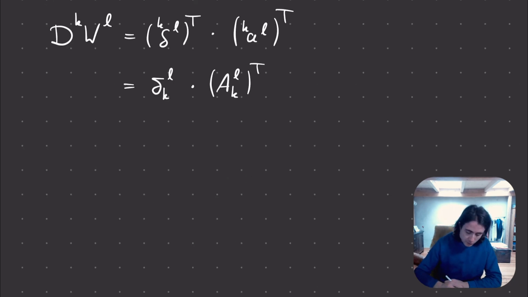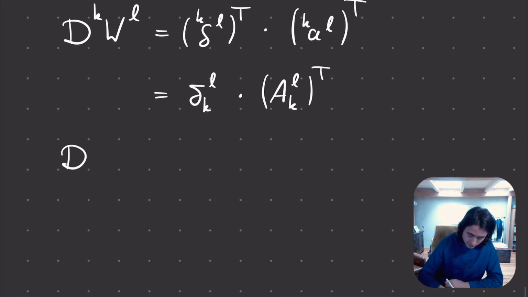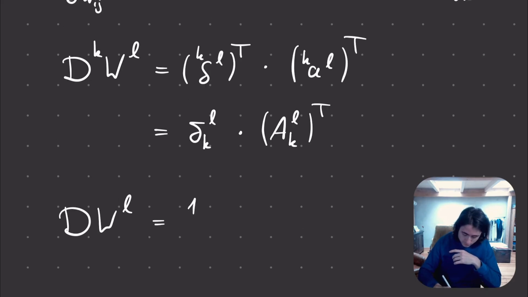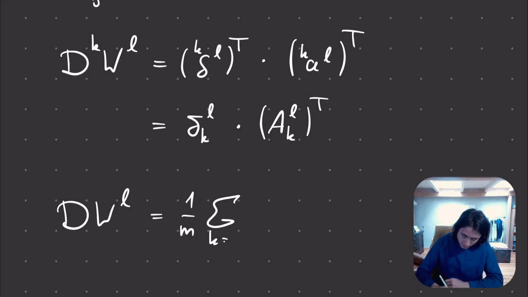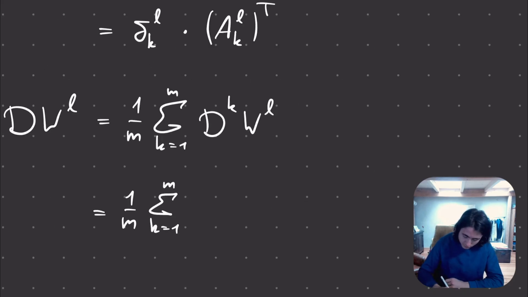And now let's come to the new definition of our gradient matrix. So if we take DWL, we want this to be the average of all of the other gradient matrices. So we will define it as follows: 1 over m of the sum of all of these other DKWL matrices. And now we can just plug in the result of DKW. I'm just gonna copy that here.